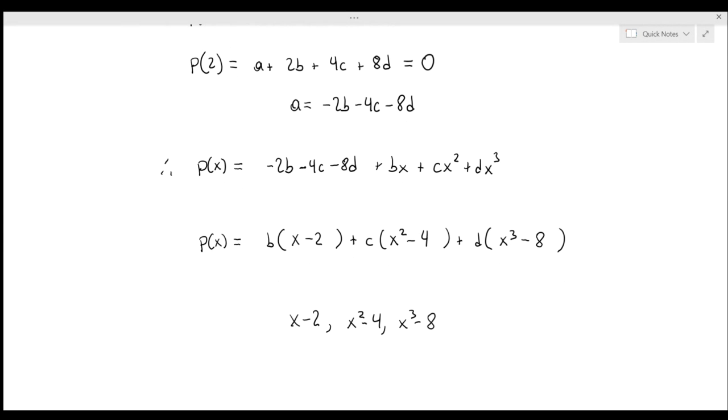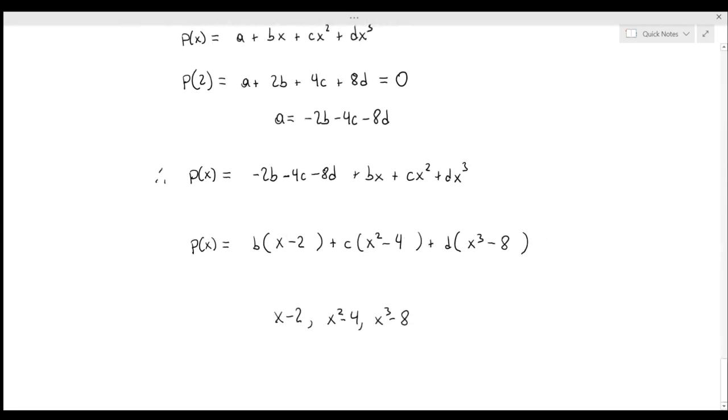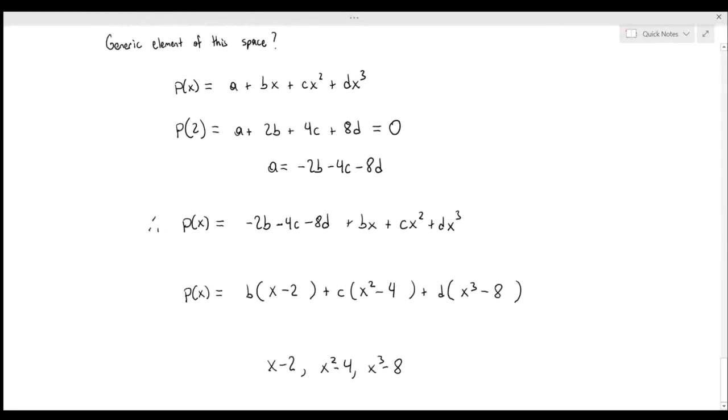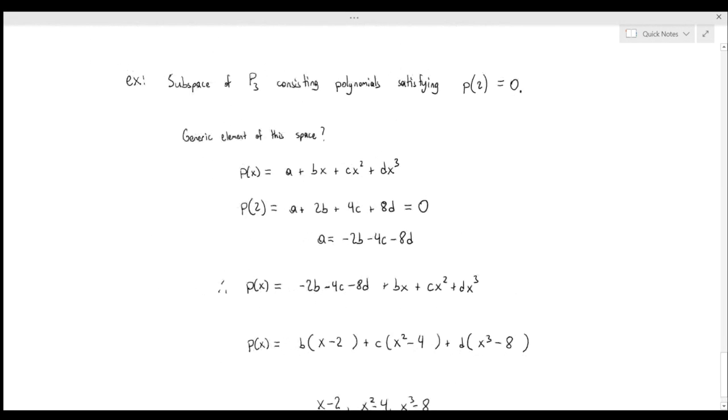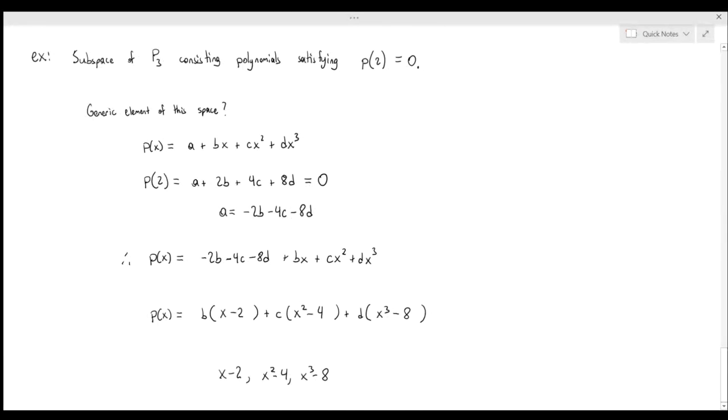I haven't been emphasizing this in the examples, but I think it is just worth pointing out that these polynomials are elements of our subspace. Okay, so they are of degree at most 3, so they are in P3. And if you put in 2 for x, you see that all three of them are going to become 0. Okay. So yeah, we've got 3 polynomials or 3 vectors in this space.